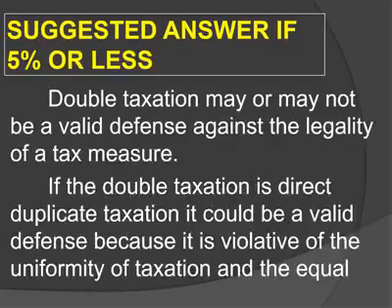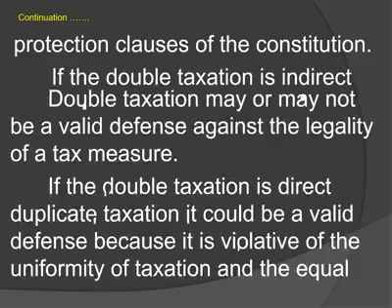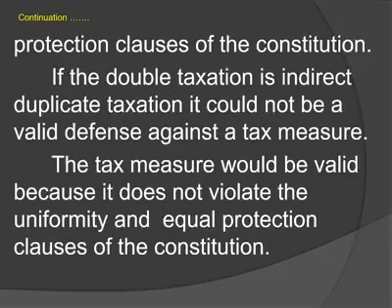So, what then is my suggested answer if 5% or less? Double taxation may or may not be a valid defense against the legality of a tax measure. If the double taxation is direct duplicate taxation, it could be a valid defense because it is violative of the uniformity of taxation and the equal protection clauses of the Constitution. If the double taxation is indirect duplicate, it could not be a valid defense against the tax measure. The tax measure will be valid because it does not violate the uniformity and equal protection clauses of the Constitution. So you notice how you came up with a reconciliation of the two conflicting answers.